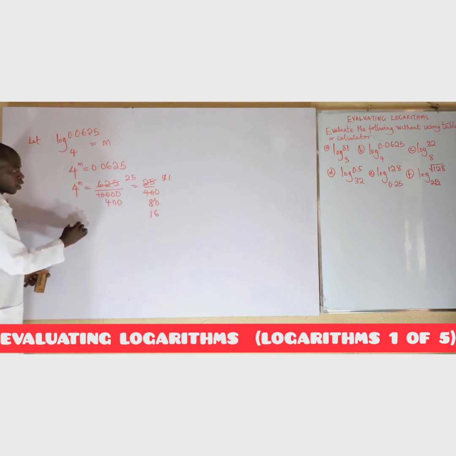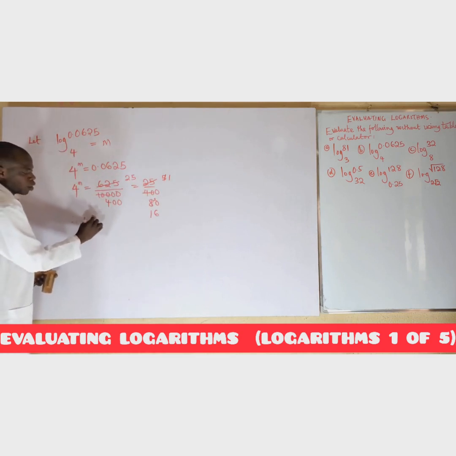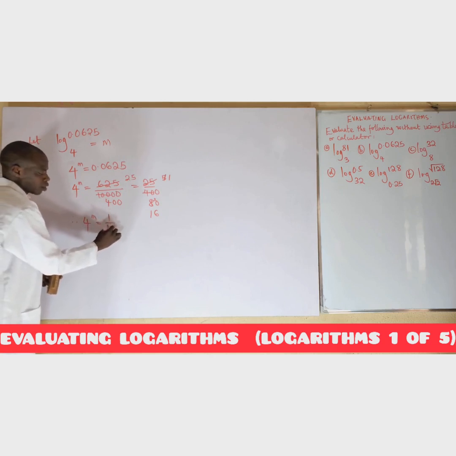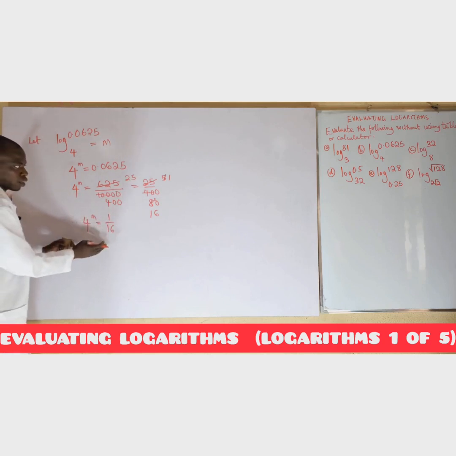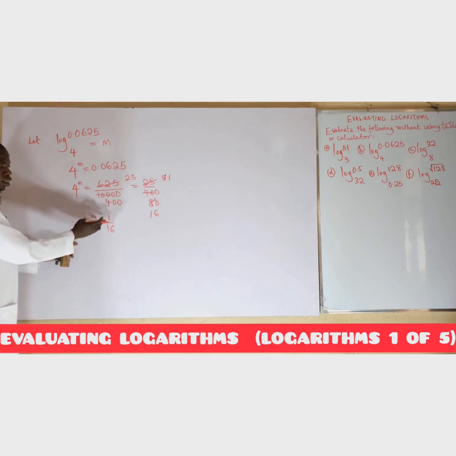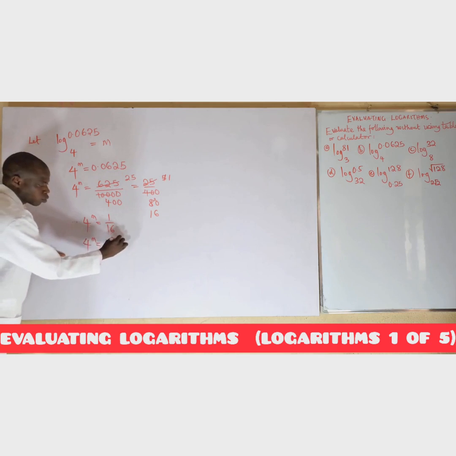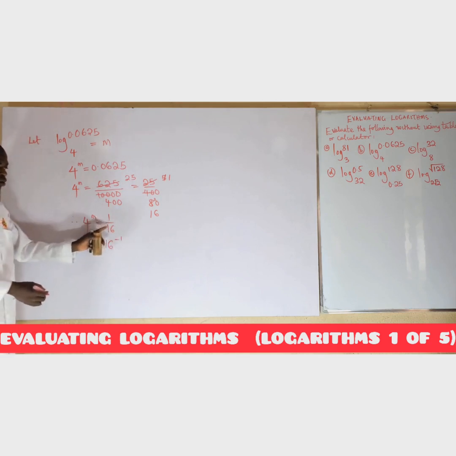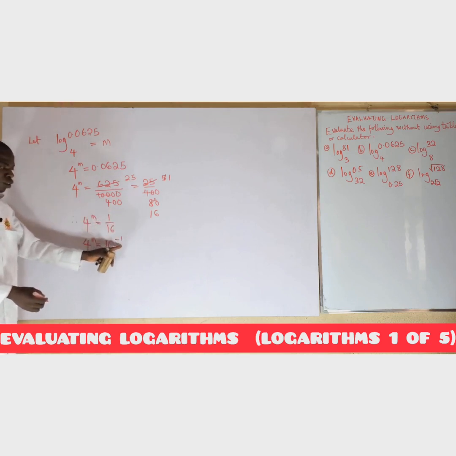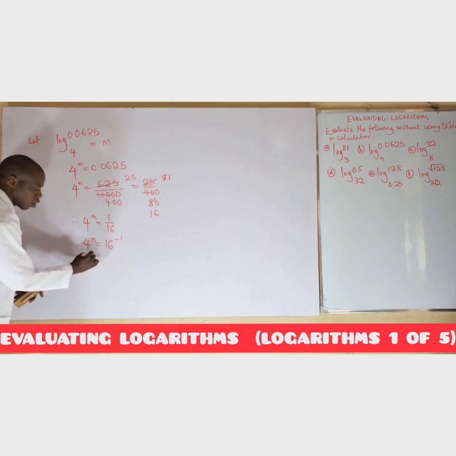So, therefore, we can say that 4 raised to power m is equal to 1 over 16. Now, 1 over 16 can be rewritten. You can write it as 4 raised to power m is equal to 16 raised to power minus 1. Then we can rewrite 16 as a base of 4.